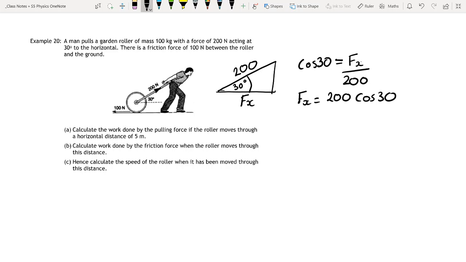Remember the cheap way that I did tell you about, if you want to use it, you don't have to, is that 200 has gone through the 30 to get to Fx, so 200 cos is through. You can completely ignore that though if you want to.